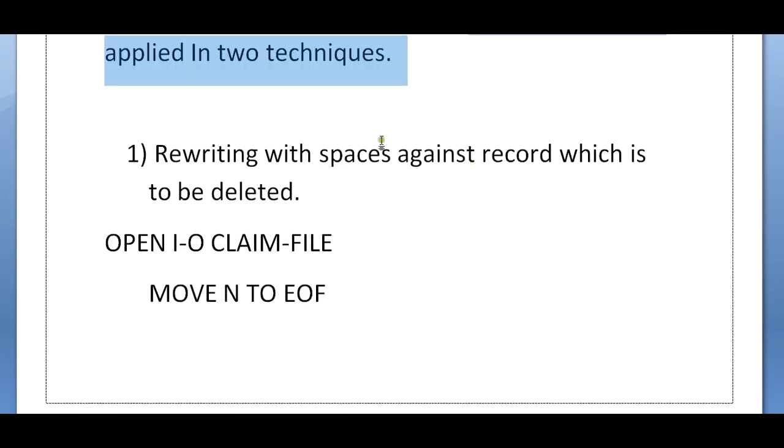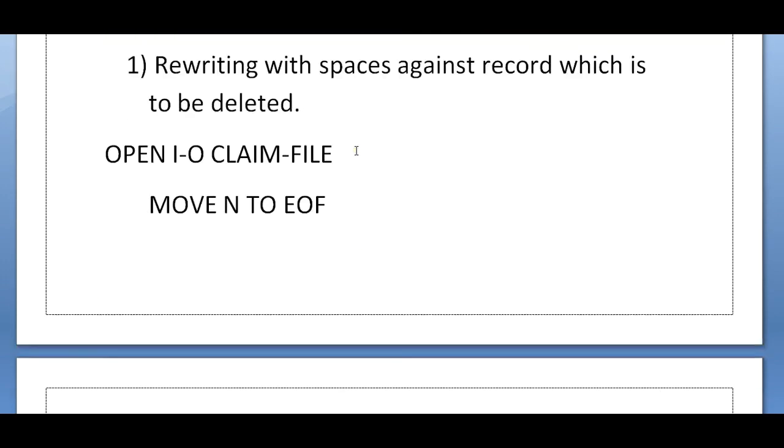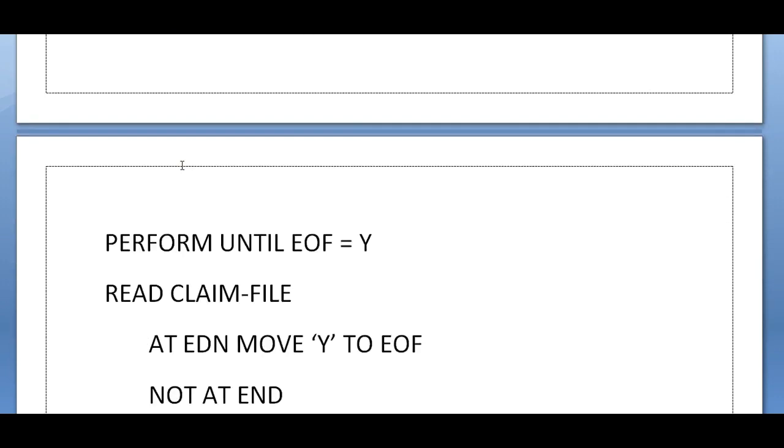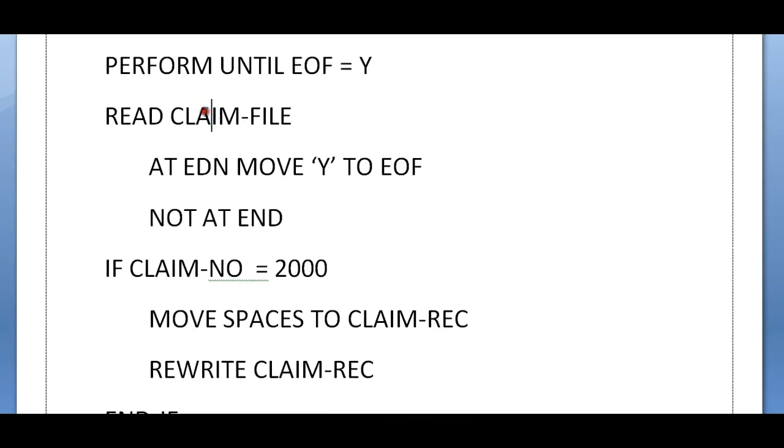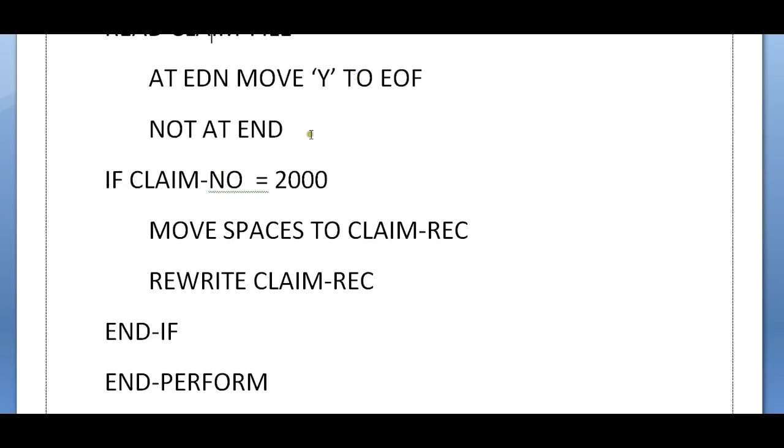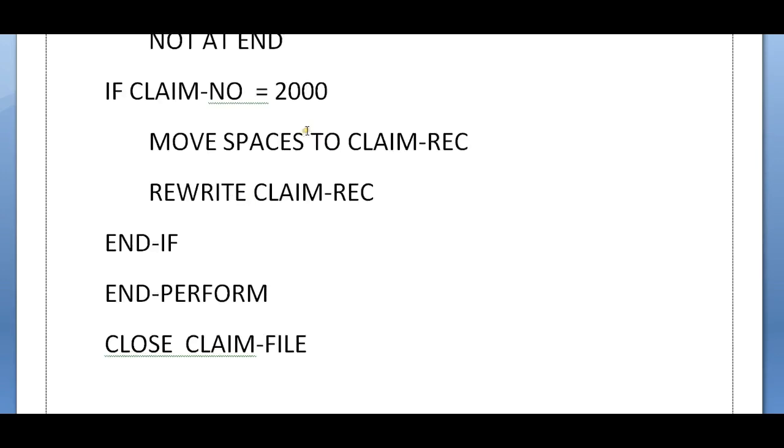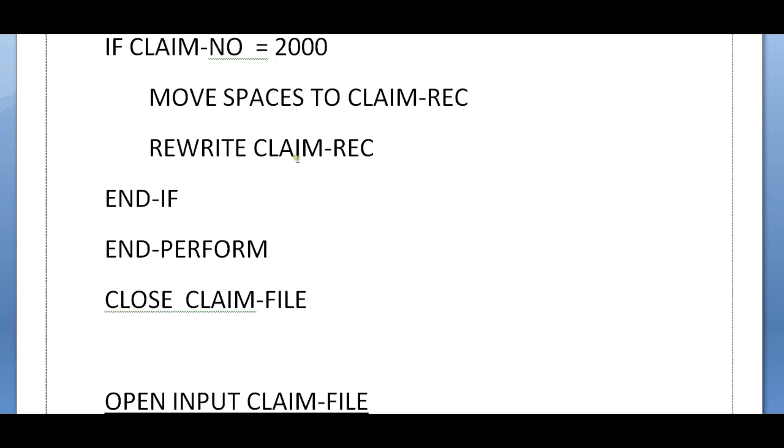One, rewriting with spaces against the record which is to be deleted. So in order to delete the record, you need to open in IO mode. So move N to end of the file, perform until end of the file equal to Y. Read claim file at end, move Y to end of the file, not at end. If claim number equal to 2000, move spaces to claim record, then rewrite claim record. So here I'm just passing the value spaces to the record, which means deleted. But logically, physically we cannot delete the records in a sequential file.